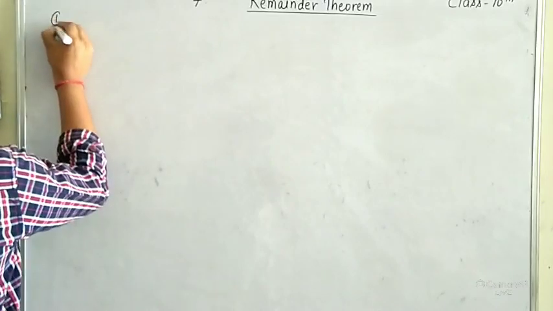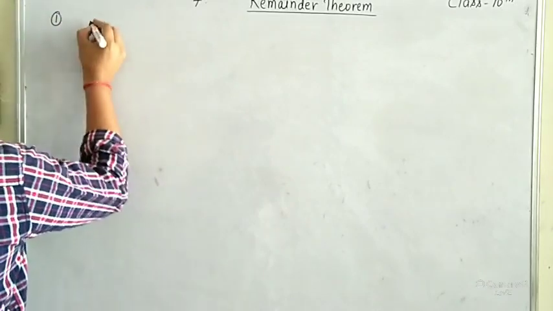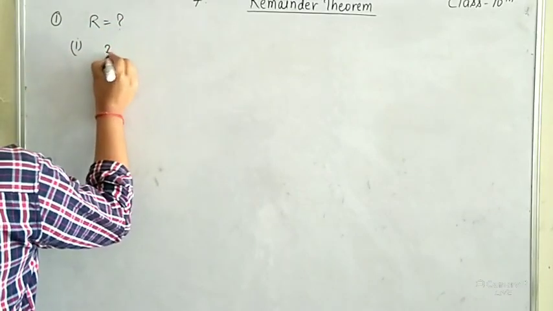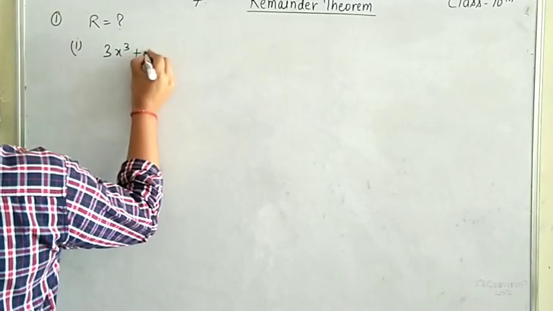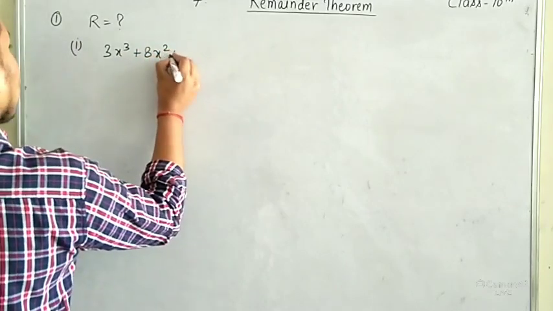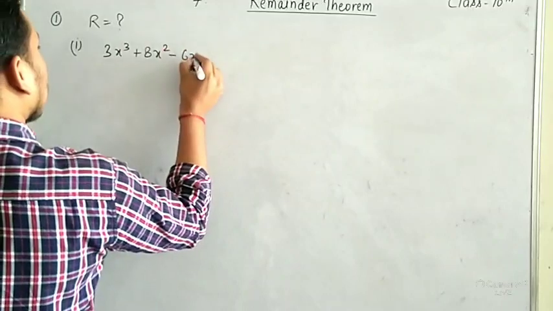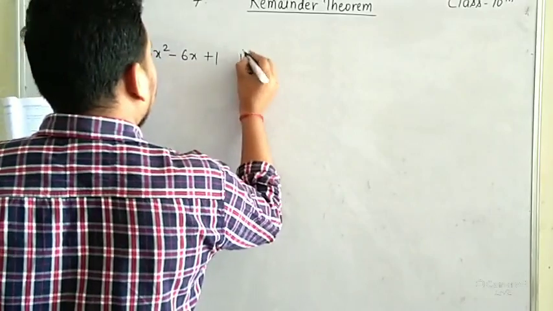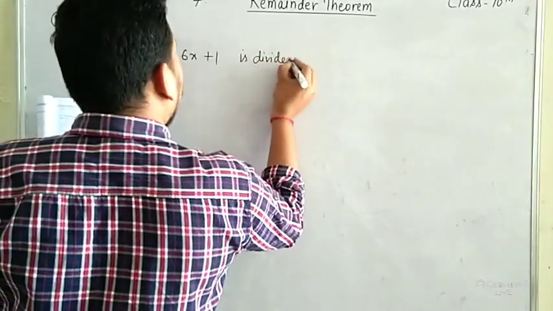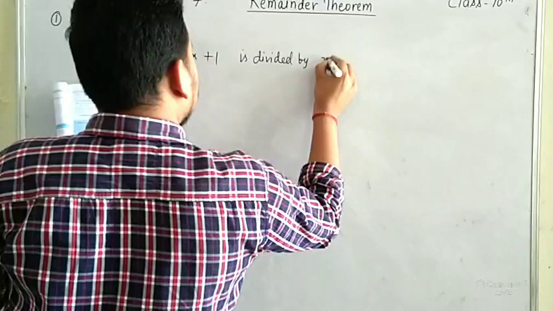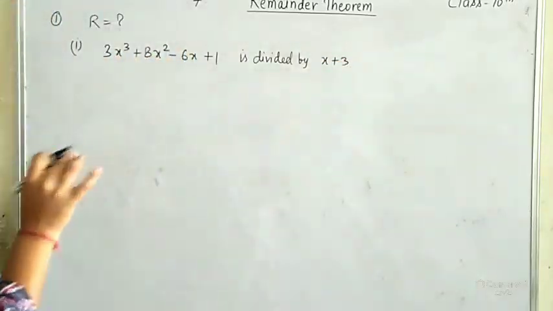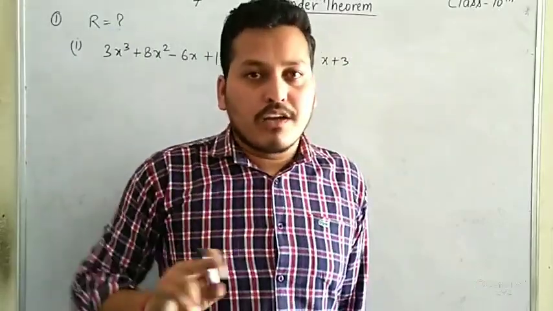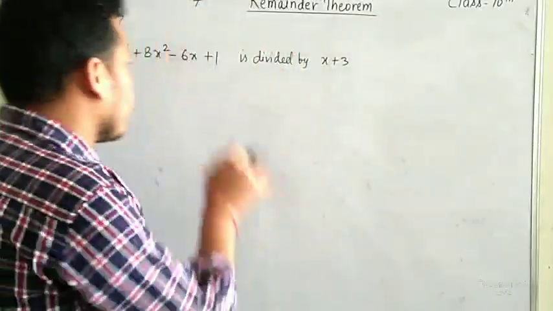Remainder theorem, question number first: find the remainder when the given expression, the first part is 3x cube plus 8x square minus 6x plus 1, is divided by x plus 3. Okay, using the remainder theorem, it is given that using the remainder theorem means without using the long division method, का use नहीं करना है, using the remainder theorem.